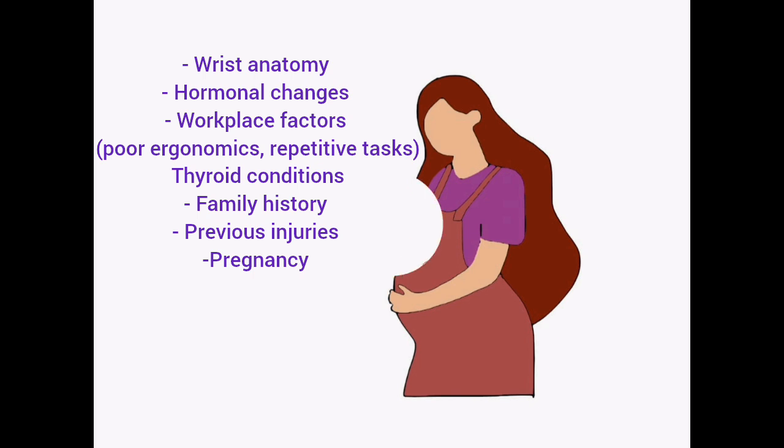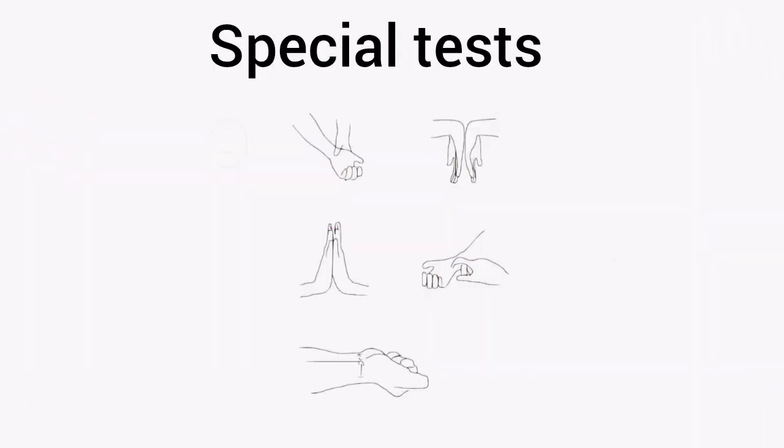Here are some of the special tests for diagnosing carpal tunnel syndrome. The first test is the compression test or Durkan's test, in which the examiner uses the thumb to apply pressure on the median nerve of the patient, and the pressure is maintained for 30 to 60 seconds. The test is positive if the patient reports pain or numbness.